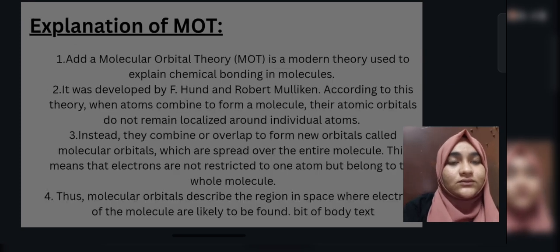Then, explanation of the molecular orbital theory. Molecular orbital theory is a modern theory used to explain chemical bonding in molecules. It was developed by F. Hund and Robert Mulliken.